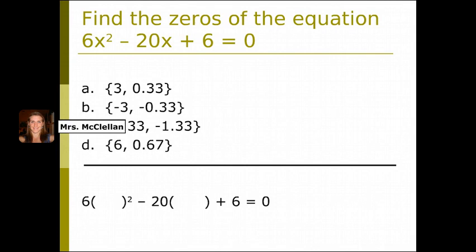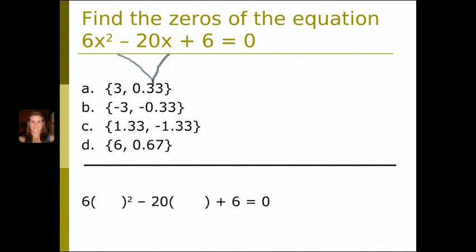Find the zeros of the equation 6x squared minus 20x plus 6 equals 0. Again, this is a plug and chug because of our keyword zeros. However, this problem is actually going to present us with a little bit of a challenge. The reason for that is because they gave us decimals. Specifically, decimals that are non-terminating. Therefore, these are rounded off. So it's going to be very hard for us to plug our decimals into the equation and get exactly 0. So we're going to get as close to 0 as we can.